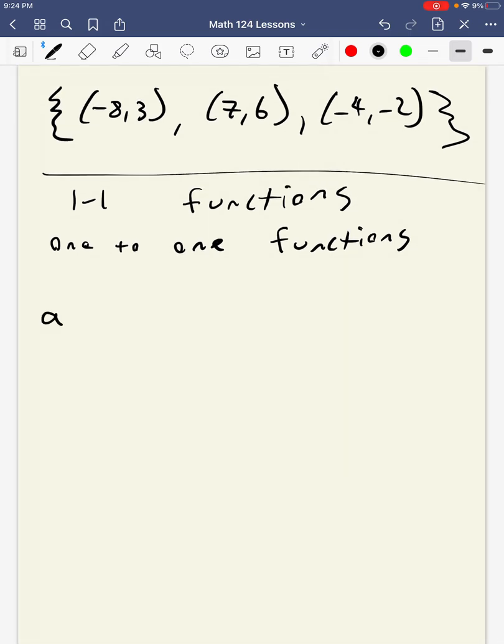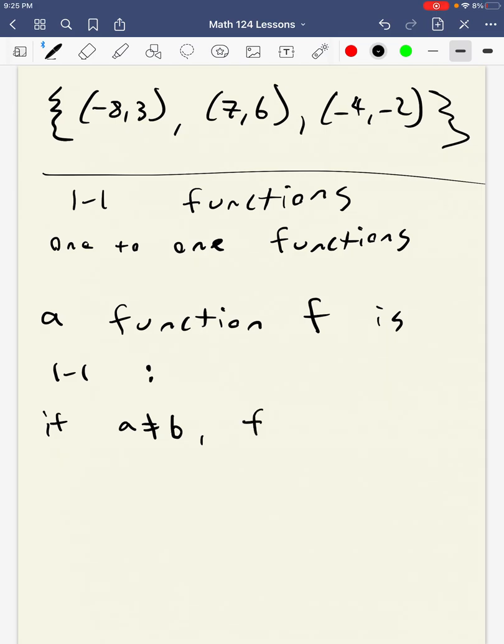So, a function f is one-to-one. What that means is that if we have some inputs, a and b, two distinct inputs where a does not equal b, then f of a does not equal f of b.